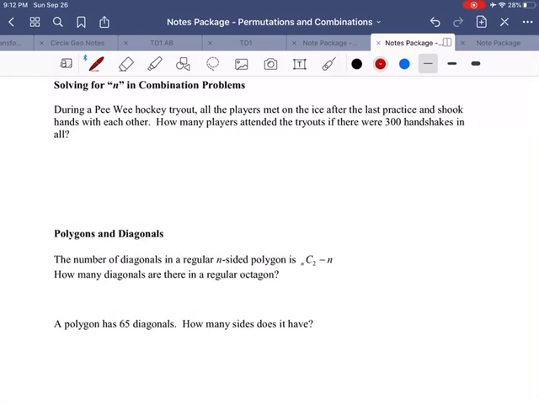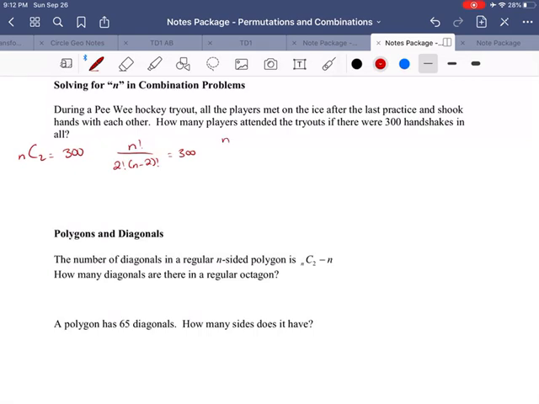Now, when you are doing a handshake, 2 people need to meet. And it doesn't matter if person 1 shakes hands with person 2 or person 2 shakes hands with person 1, it's still the same handshake. Okay, so this is a combination problem, and we need to use the formula that was written down before. Okay, so nC2 equals 300. And if we expand this, we have n factorial over 2 factorial n minus 2 factorial, and that equals 300.